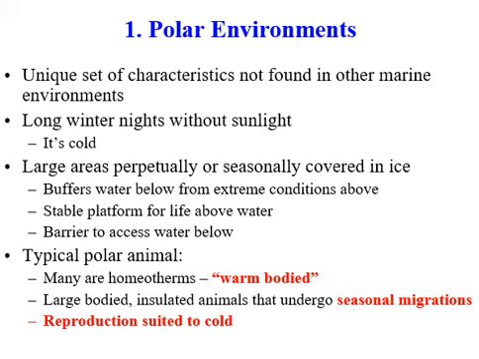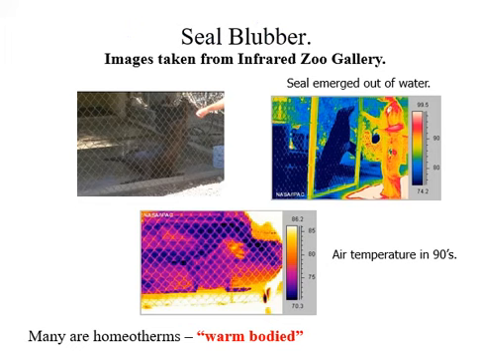But the typical animal, bird, mammal, they tend to be big. If they can, they undergo seasonal migrations. There's a lot of polar animals that are big enough to migrate. There's a few that don't migrate. And then in terms of reproduction, they're suited to reproduce in the cold. They come out onto the ice floes, or they come out onto the land, or they heat their eggs enough for them to hatch in those environments. So that's what you find in a typical polar environment.